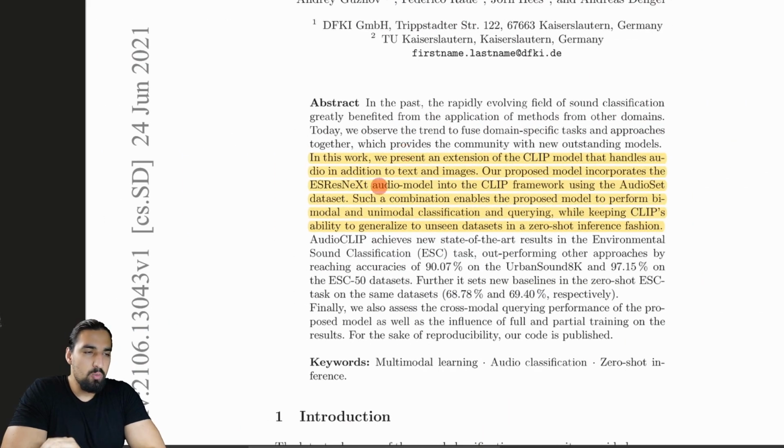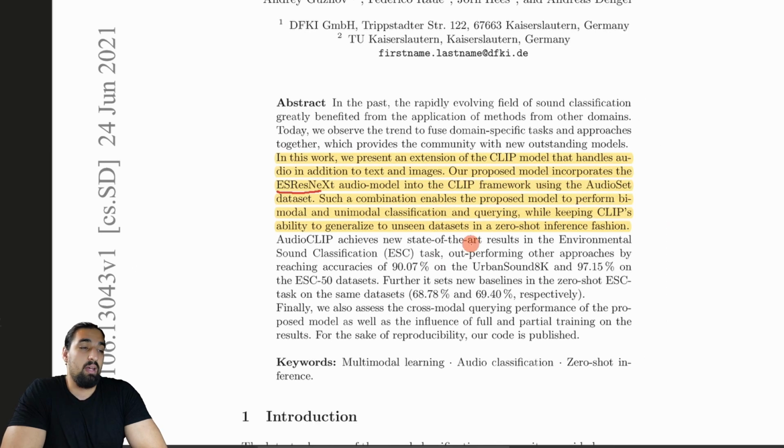So they say here, in this work, we present an extension of the CLIP model that handles audio in addition to text and images. Our proposed model incorporates the ESResNeXt audio model into the CLIP framework using the AudioSet dataset. Such a combination enables the proposed model to perform bimodal and unimodal classification and querying while keeping CLIP's ability to generalize to unseen datasets in a zero-shot inference fashion. The main unknown here, I guess, will be ESResNeXt, where ES stands for environmental sound. The X part is just a modification on top of ResNet, the famous ResNet model with skip connections.